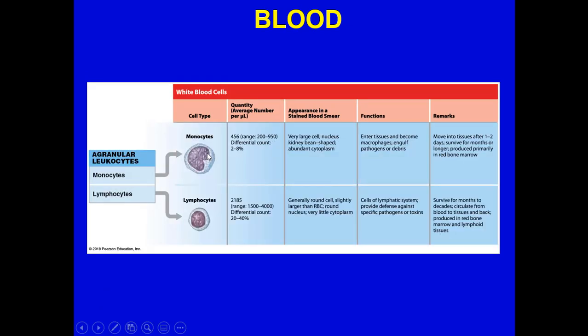If we look at the agranular leukocytes, the monocytes here, notice the bean-shaped nucleus here, also an abundance of cytoplasm. Basically, these are produced primarily in the red bone marrow, and then you have the lymphocytes. Notice that there's a thin area of cytoplasm, but a very large, round nucleus. These will survive for months to decades, circulate from the blood to tissues and back, and are produced in red bone marrow and lymphoid tissues. These are the big cells used in adaptive immune response. Okay? They defend against specific pathogens or toxins.